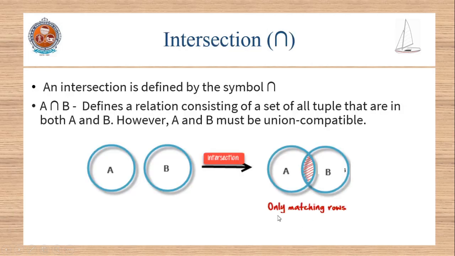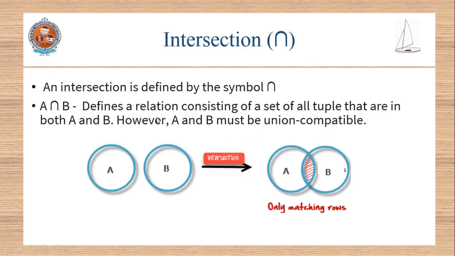The next operation we are having is the intersection, which is represented by an inverted U. This is the symbol we are going to use for this operation. And we know in set theory, here which is shown in this diagram, only the tuples which are present in both A and B will be given in the output. See here, only the tuples which are present in this marked area with red lines, only those tuples will be in the output.